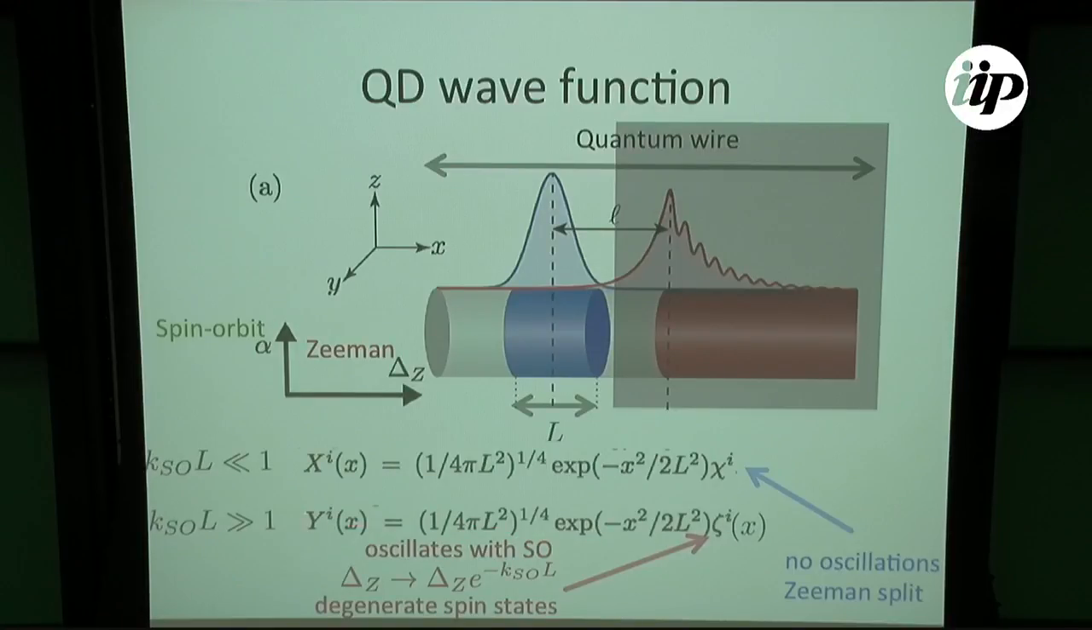also a Gaussian profile, but additionally has some oscillations with an oscillation rate given by the spin-orbit wave vector. And these states have the spin up and spin down states degenerate.